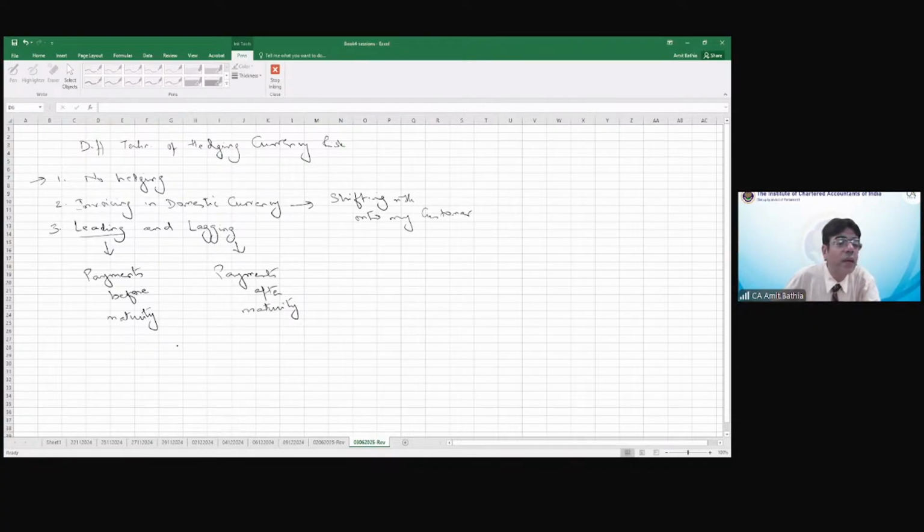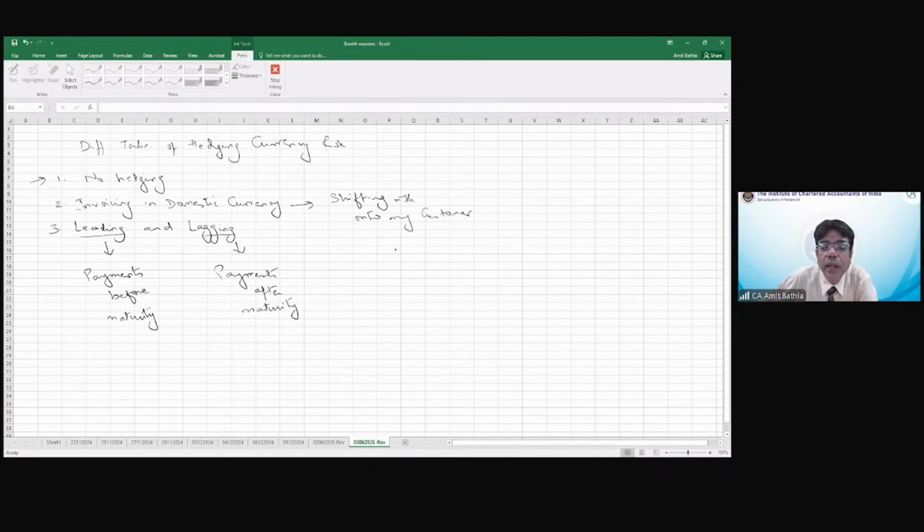Now, why would any particular entity take either of these approaches? Payments after maturity, definitely I'll get the benefit, but nobody is going to give me a free benefit after maturity, right? I will have to pay the cost for it. So why would a businessman essentially take the option of leading or lagging? Let us understand this.